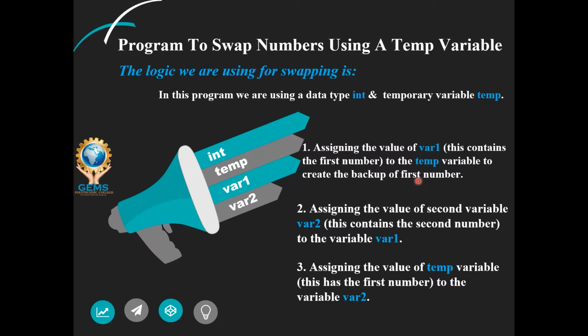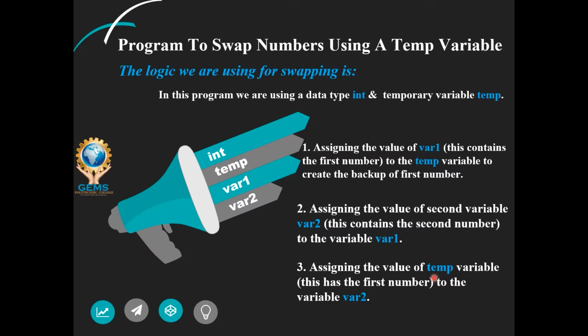Second point says assign the value of the second variable, that is variable 2, to the variable 1. That means the variable 2 which is holding the value, that value is going to be assigned to the variable 1. Third point says that assign the value of temp variable to the variable 2. That means the value which is held by the temp variable is going to be assigned to the variable 2.